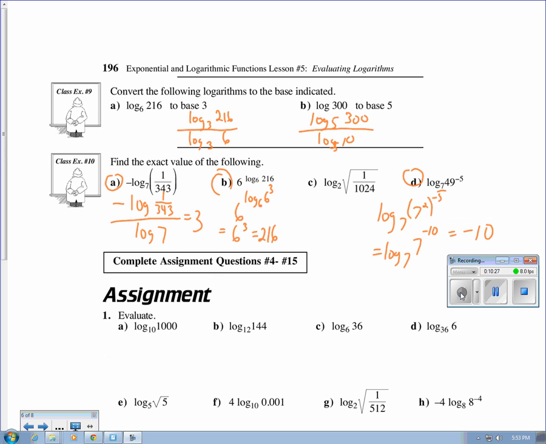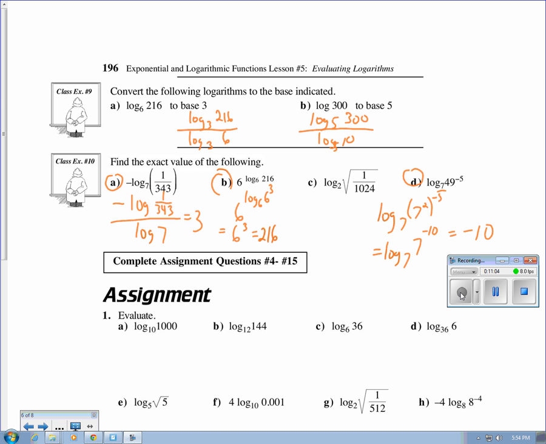Again, my apologies, the audio didn't work the first time, so I'm just running audio on my writing right now. Convert log base 6 of 216 to base 3. I can simply write it as log base 3 of 216 over log base 3 of 6. I did the same thing for log 300. That was a number I could evaluate, but I could write it as base 5: log base 5 of 300 divided by log base 5 of 10. That's the unwritten base.